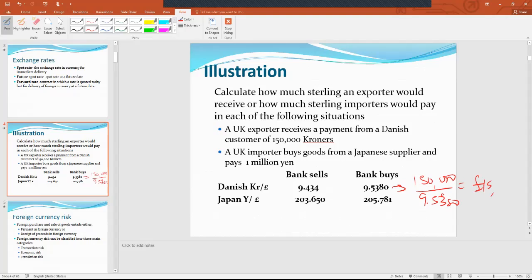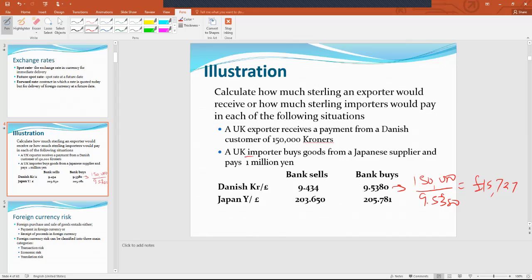15,726.567. Okay, that's the amount you'll be receiving in sterling pounds.